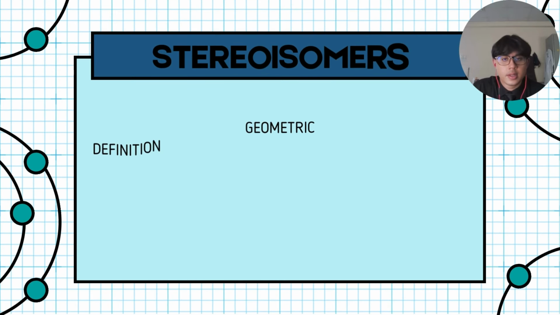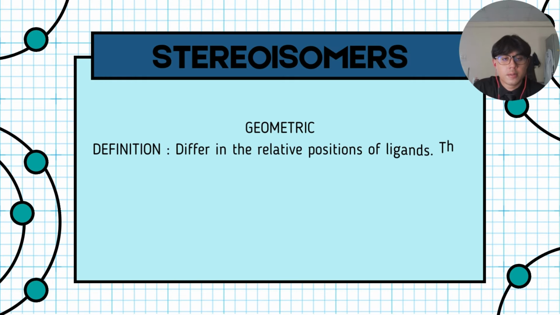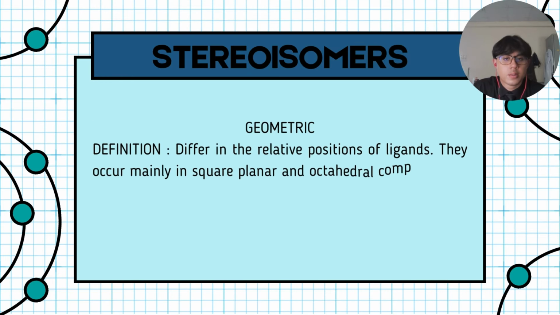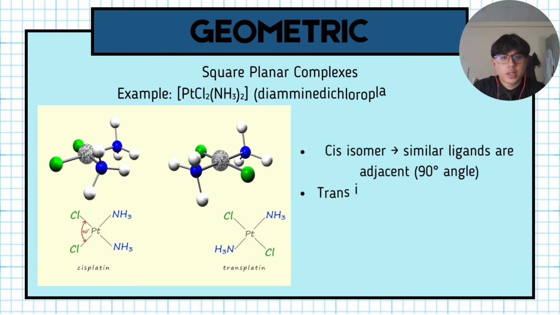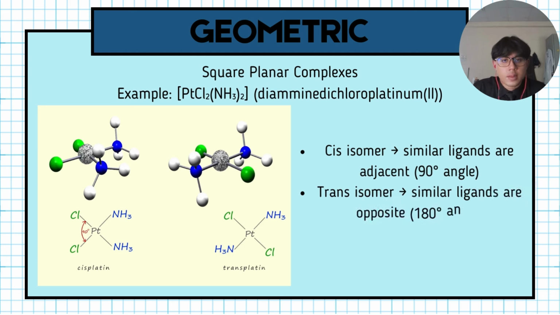Now let's talk about geometric. The definition is that they differ in the relative positions of ligands. They occur mainly in square planar and octahedral complexes. For the first geometric, we have square planar complexes. The example is diamminedichloroplatinum(II), and we have cis and trans. For the cis isomer, similar ligands are adjacent to each other, at a 90-degree angle. For the trans isomer, similar ligands are opposite to each other, at 180 degrees.